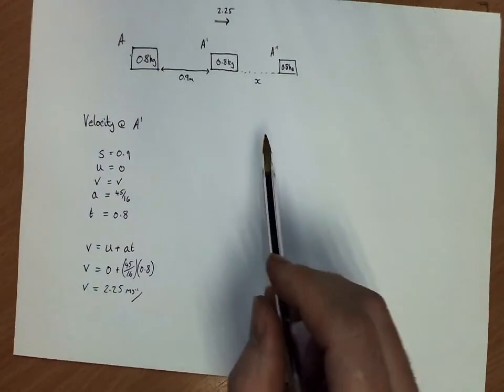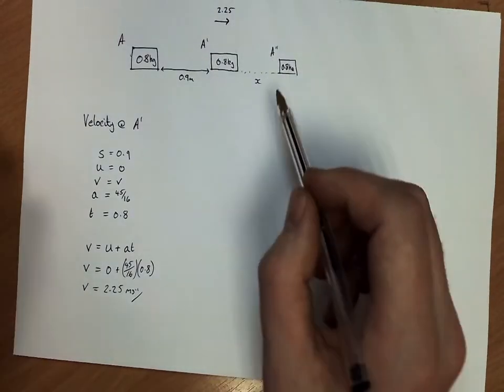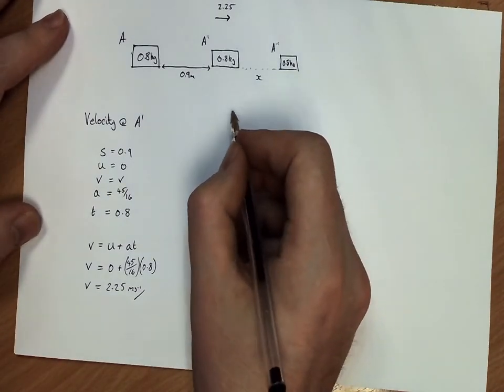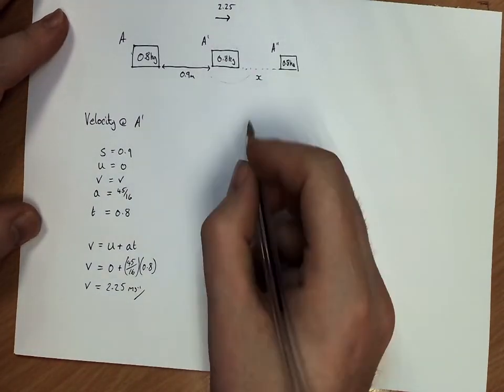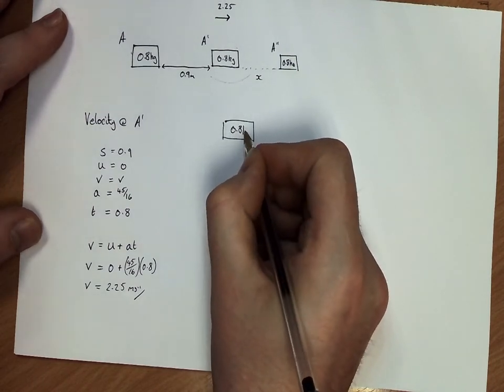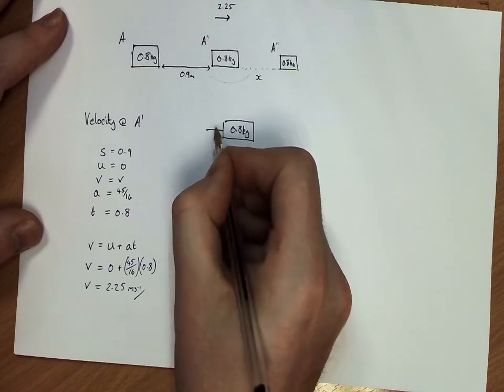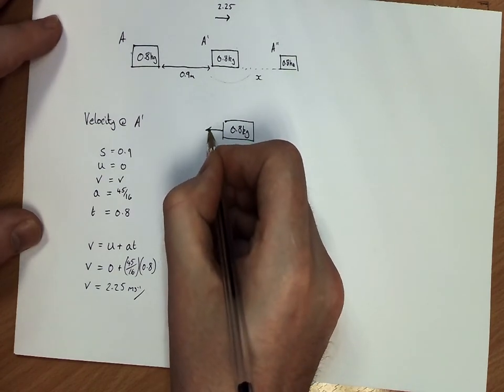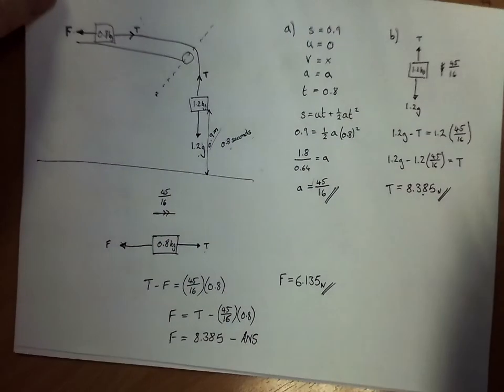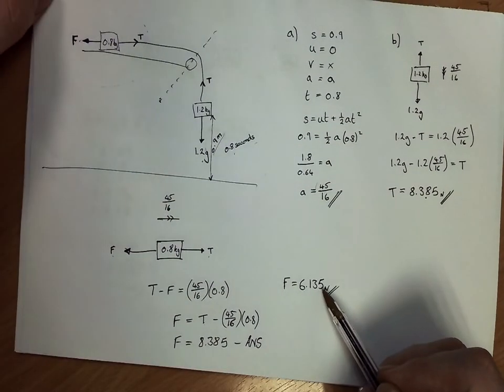Just for a bit of common sense, we can see that this thing will start slowing down if nothing's pulling it. So it's going to slow down due to the resistive forces. So I'm just going to take this part of the diagram and redraw it. So 0.8 kilograms. There is a force this way, which is friction. And we worked out in the previous question that the frictional force is 6.135.